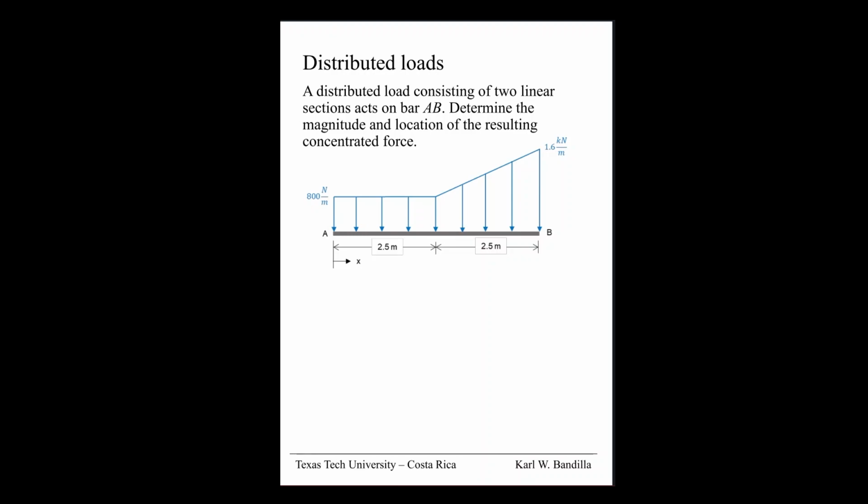Here's another problem with the distributed load. So we see you have this gray bar right here, A to B, and we have a loading curve that changes, right? First it's just constant at 800 newtons per meter, and then it linearly increases from 800 newtons per meter to 1.6 kilonewtons per meter, so 1600 newtons per meter. All right, and we of course want to find what the total resulting force is and where it acts.